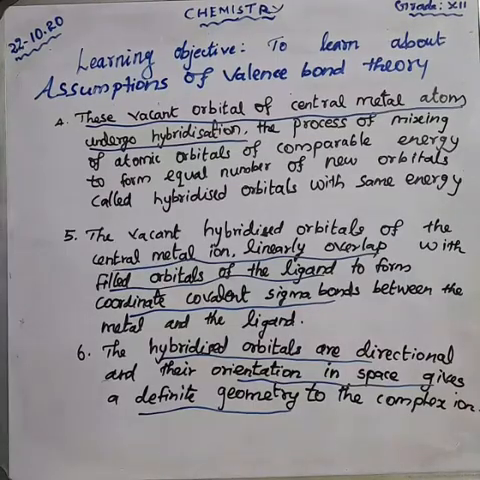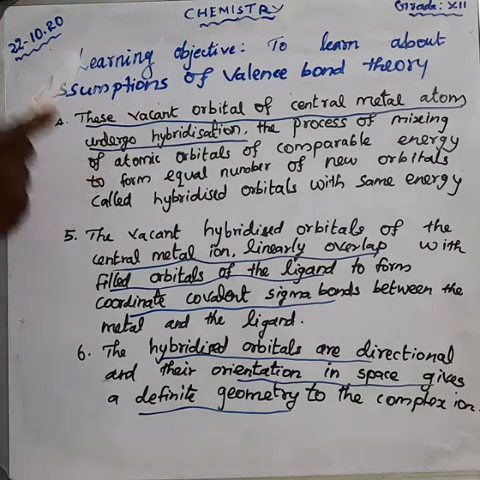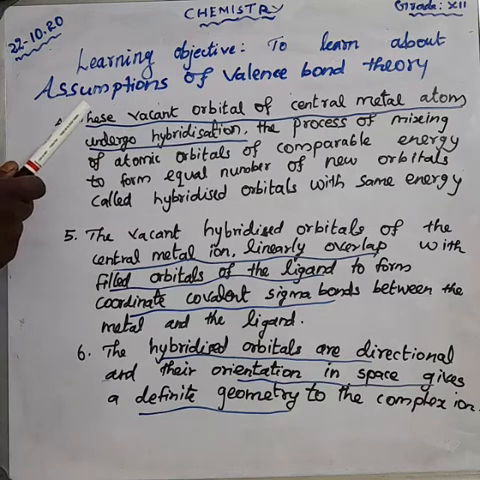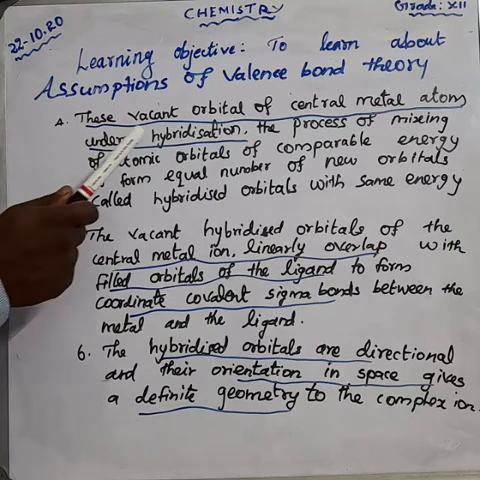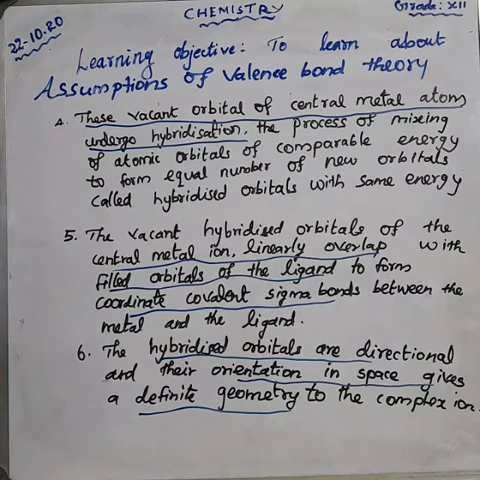Next, the fourth point. The vacant orbital of the central metal atom undergoes a process called hybridization. What is hybridization? It is nothing but the mixing of atomic orbitals.